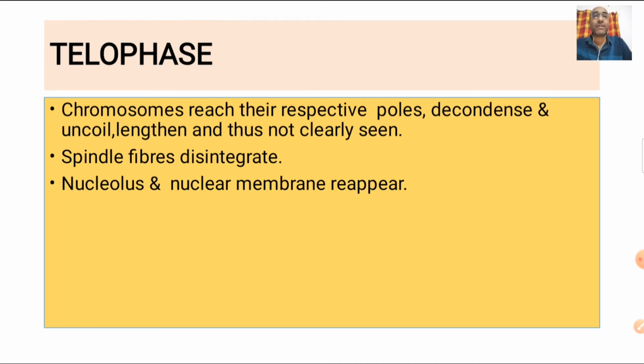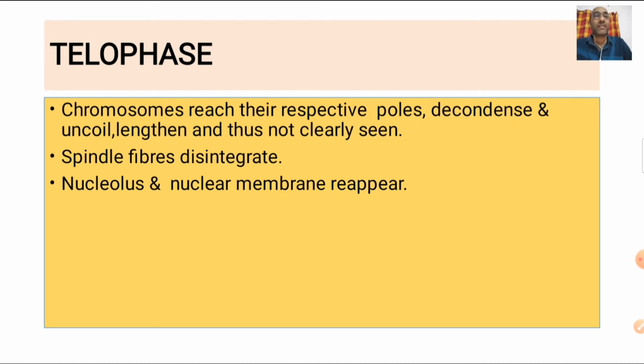Now, by the beginning of the telophase, the chromosomes have reached their respective poles. After reaching their respective poles, they decondense, uncoil, and get lengthened. As a result, they are not clearly seen. They are not as clear as the metaphasic chromosome. Why? Because after reaching the opposite poles, they have decondensed, uncoiled, lengthened, and thus are not clearly visible.